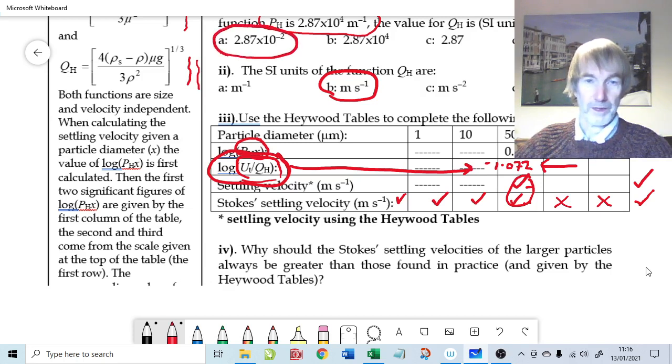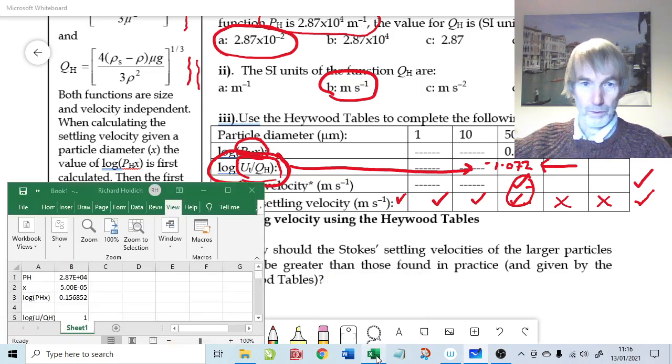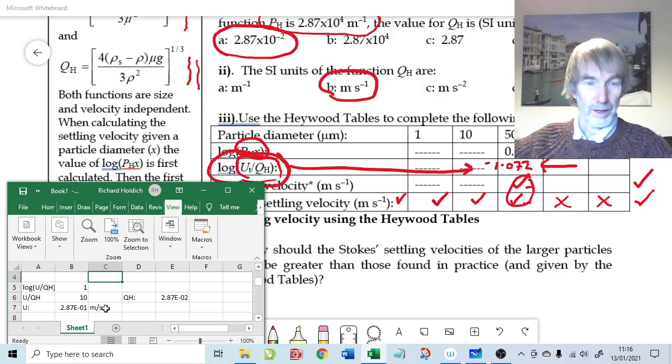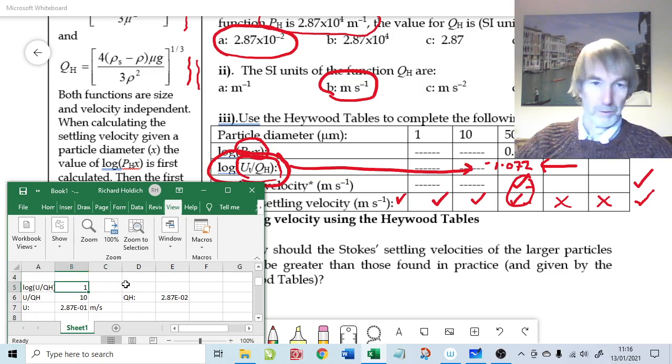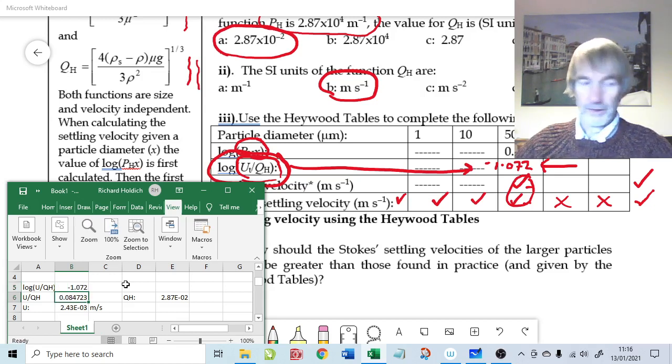Okay, so it's 2.87 times 10 to the minus 2. So let's kick our spreadsheet back up again. I have kept a placeholder for the value because I've called that just 1, but actually we need to introduce the value we've just looked up, which is minus 1.072, and if you put that in, that gives us a value of 0.084 for terminal velocity divided by q.